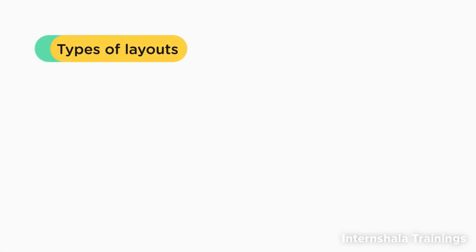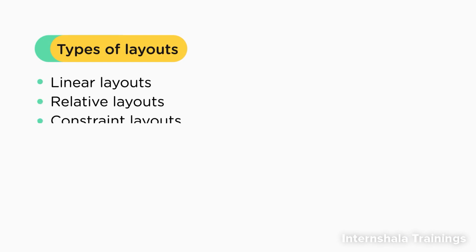There are three types of layouts mainly. These are linear layouts, relative layouts, and constraint layouts. We will be looking at linear and relative layouts in this training and will not look at constraint layouts. Let's start with linear layouts first.